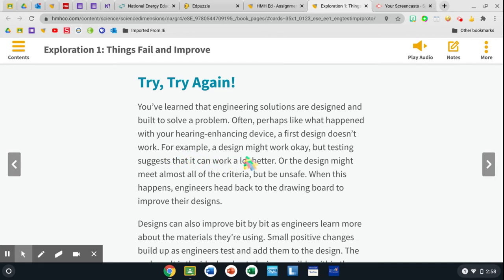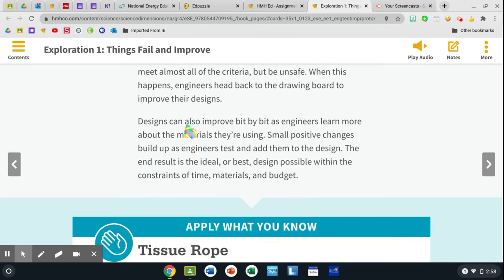For example, a design might work okay, but testing suggests that it can work a lot better, or the design might meet all of the criteria but be unsafe. So we got to remember it's got to meet all the constraints and most of the criteria. The constraints are the important part. When this happens, engineers head back to the drawing board to improve their designs. Designs can also improve bit by bit as engineers learn more about the materials they're using. Small positive changes build up as engineers test and add them to the design.